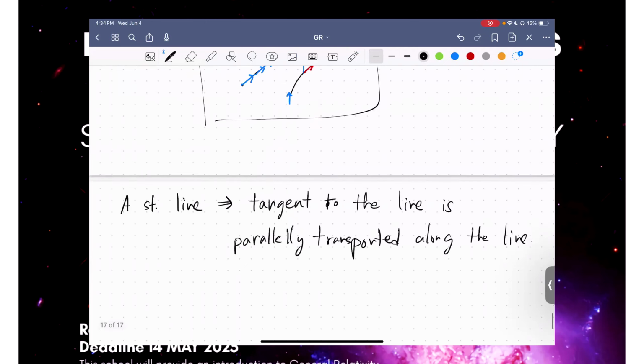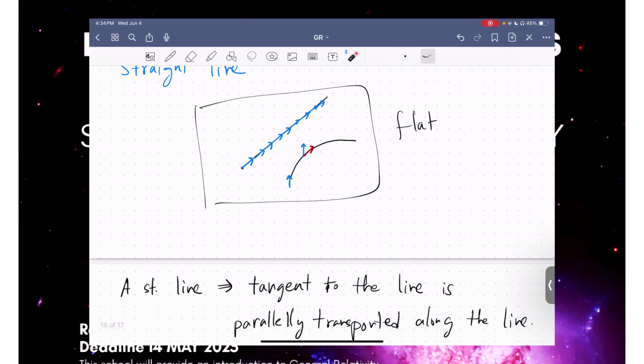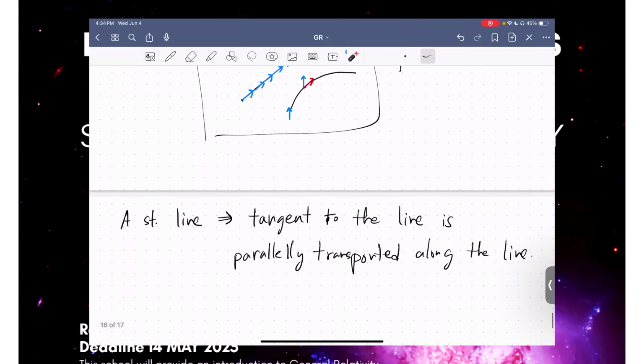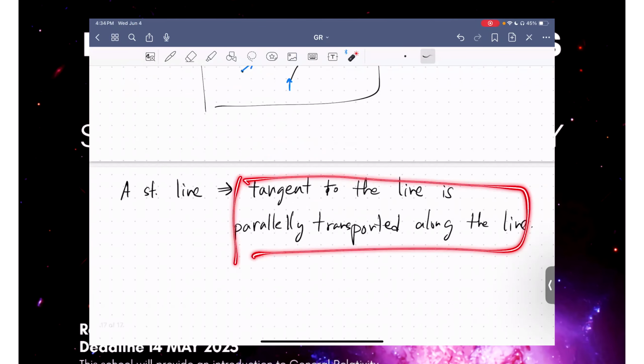This is based on what we observe in flat space, that the tangent to the straight line, if I parallelly transport it along the straight line, it remains tangent to the straight line. Whereas the tangent to a curved line, if I parallelly transport it, it no longer remains tangent to the curved line. All right, so this is our criteria.